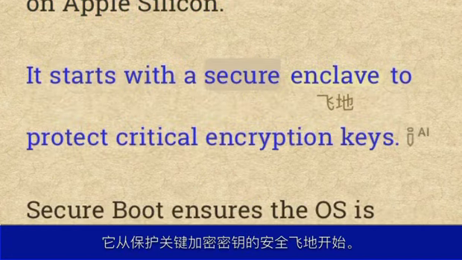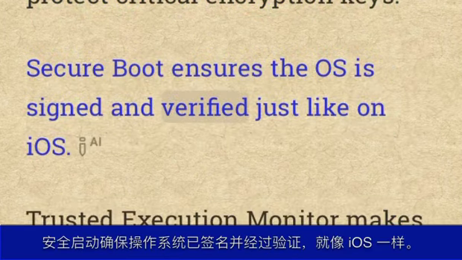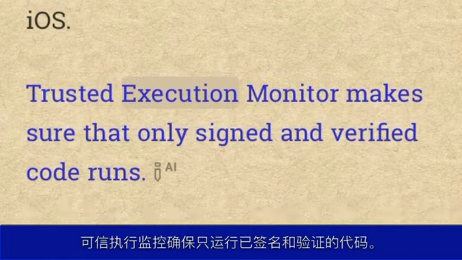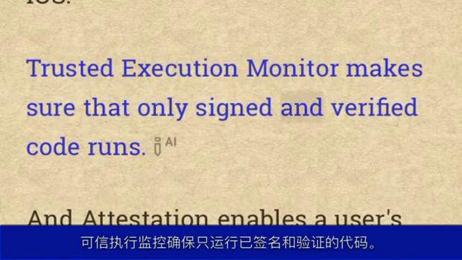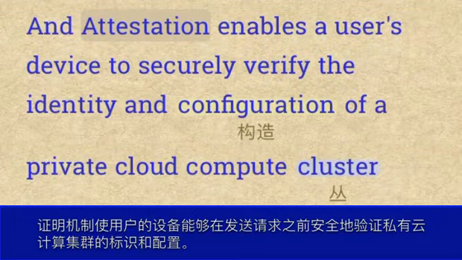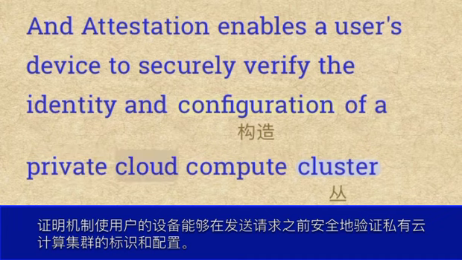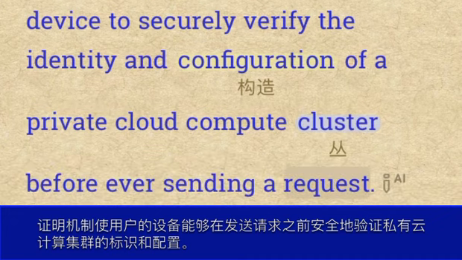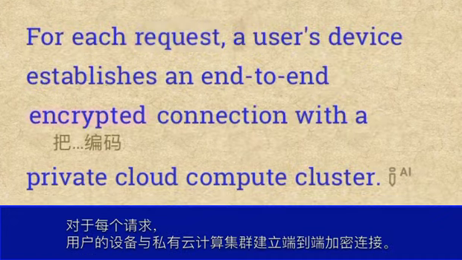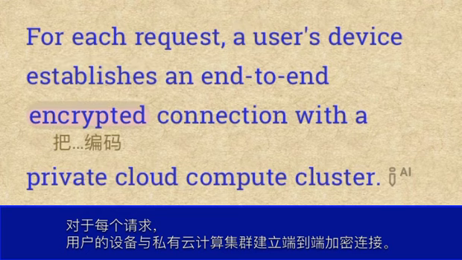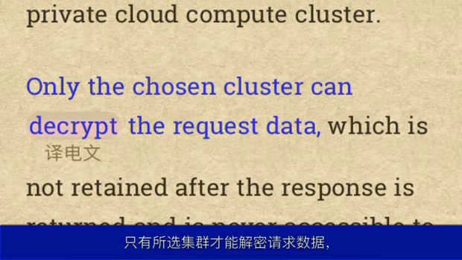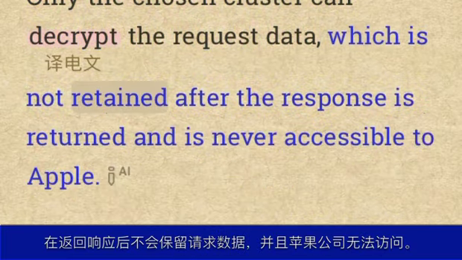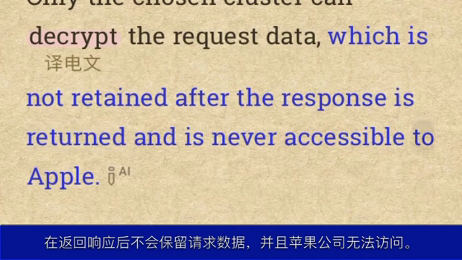It starts with a secure enclave to protect critical encryption keys. Secure boot ensures the OS is signed and verified just like on iOS. Trusted execution monitor makes sure that only signed and verified code runs. And attestation enables a user's device to securely verify the identity and configuration of a private cloud compute cluster before ever sending a request. For each request, a user's device establishes an end-to-end encrypted connection with a private cloud compute cluster. Only the chosen cluster can decrypt the request data, which is not retained after the response is returned and is never accessible to Apple.